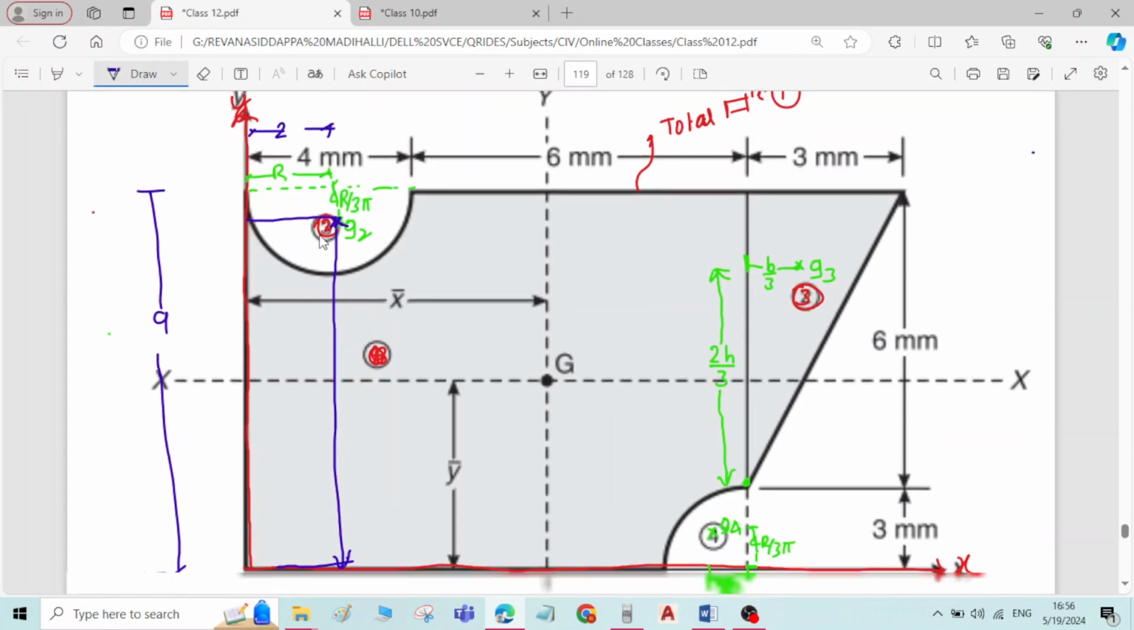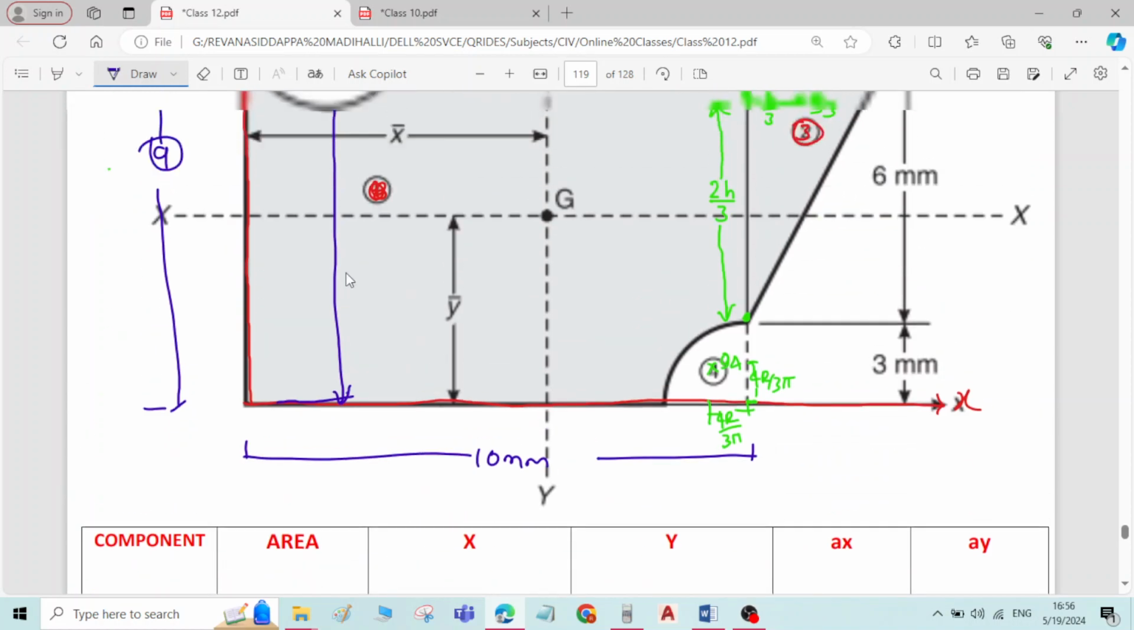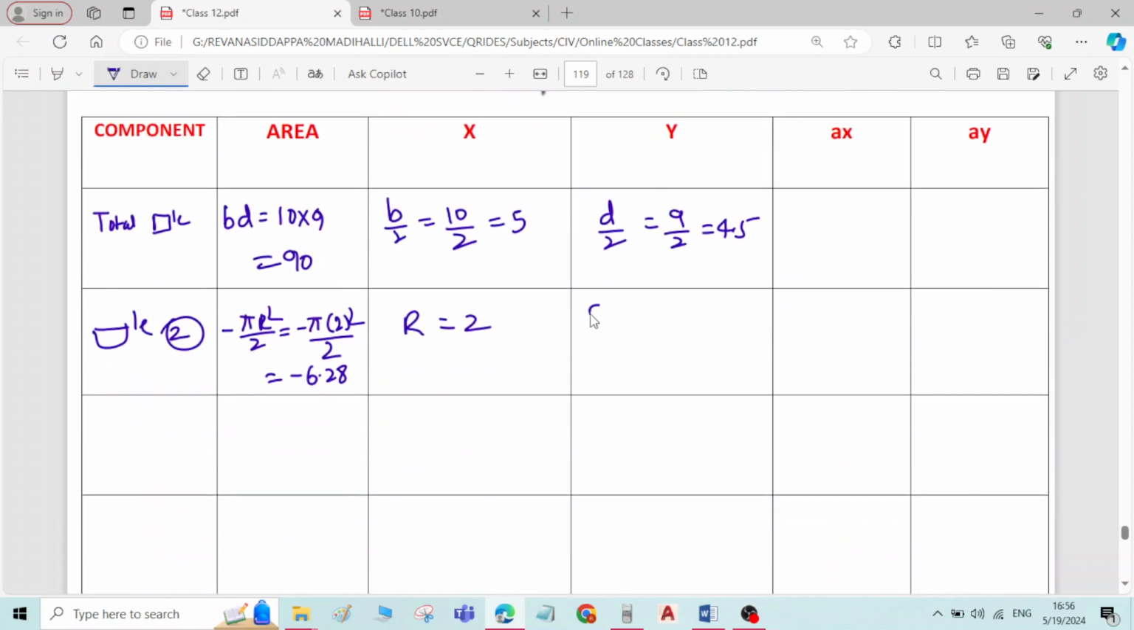How will you find it? You know the overall depth. Overall depth is how much? 9 millimeter. In the overall depth 9, if you deduct 4r by 3 pi, you will get the distance of G2 from x axis, which is the y value for semicircle. Therefore here write 9 minus 4r by 3 pi.